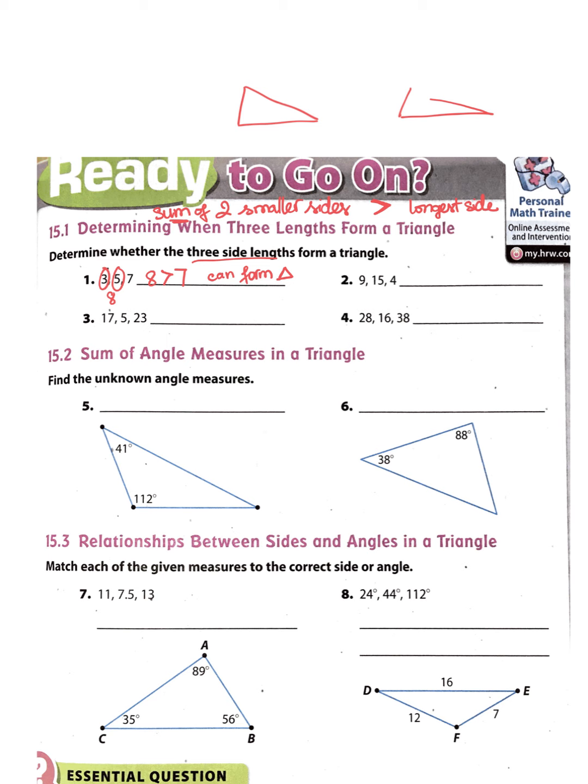Number 2, 9, 15, and 4. Which sides will be the smaller sides? We have 4 and 9. So the sum of 9 and 4 will be, sum means add them up, 13. Is 13 greater than 15, the longest side? The answer is no, right? So you can't form a triangle.